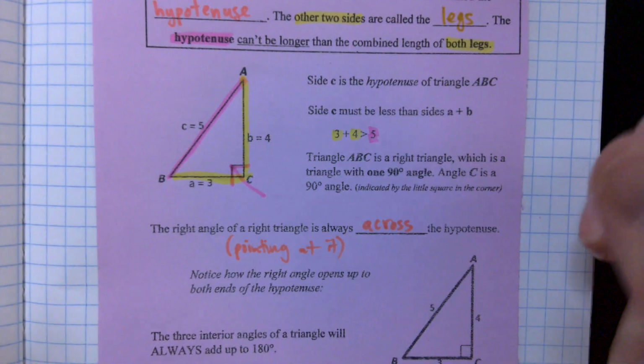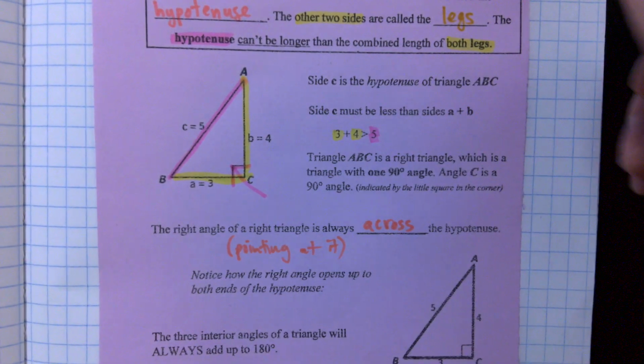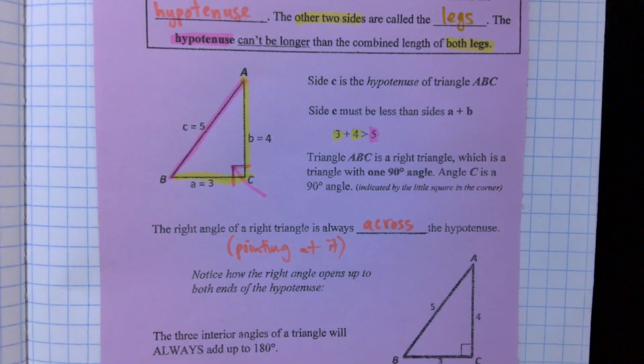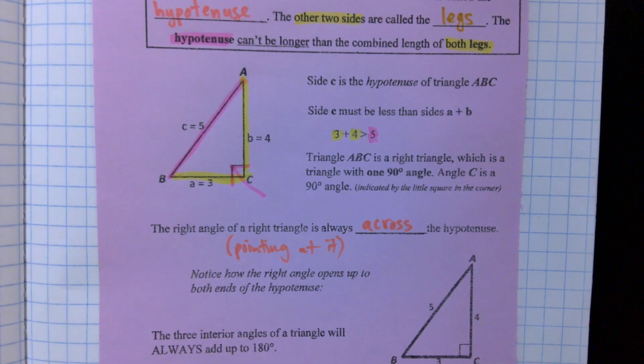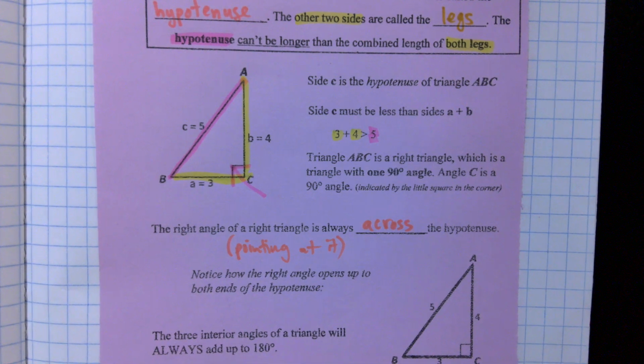This is extremely important that we know which side is the hypotenuse, because when we see the equation that we're going to be using today, the hypotenuse is kind of off on its own. The legs, it doesn't really matter which one is A, which one is B, but it really matters which side is side C.